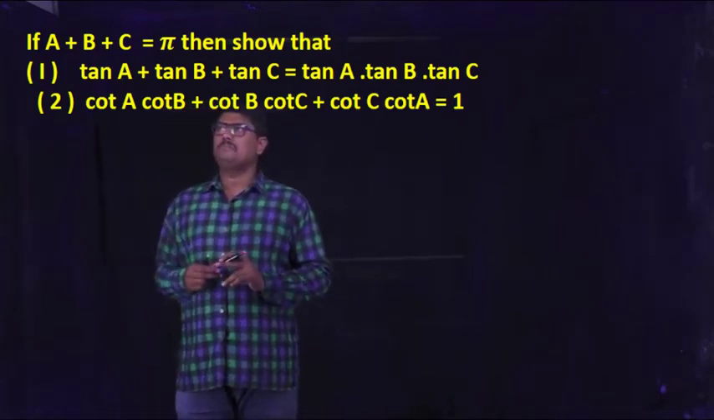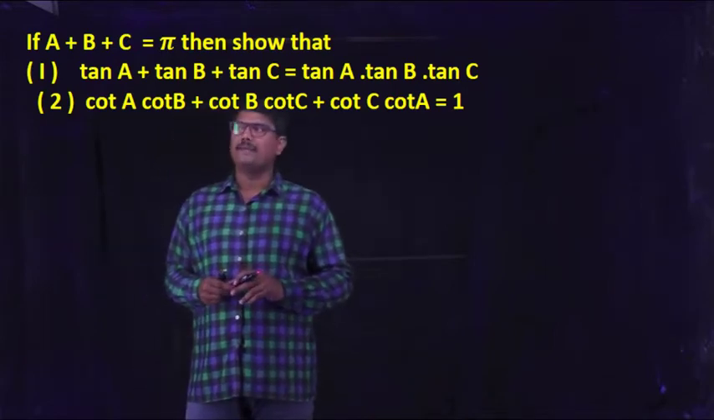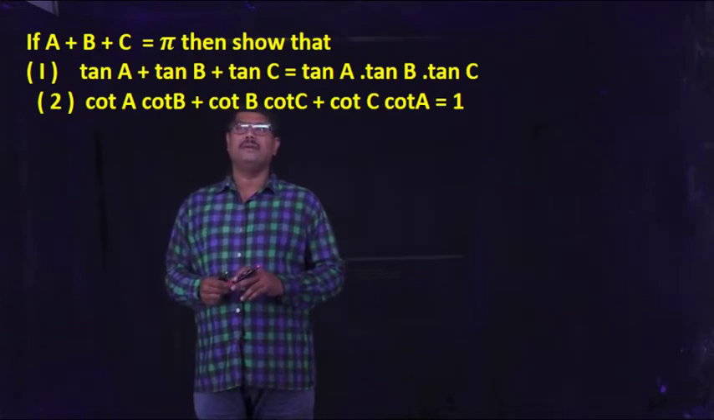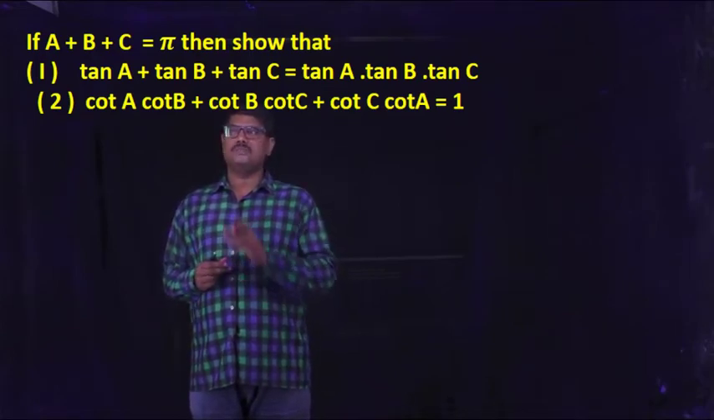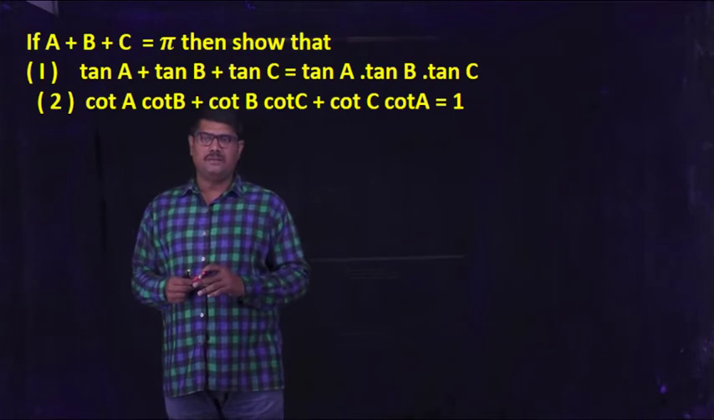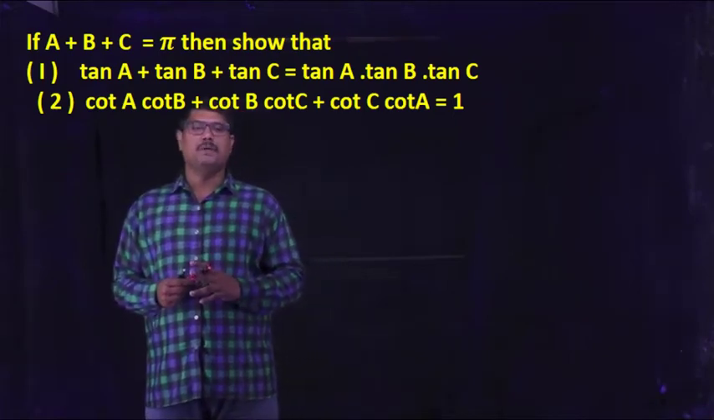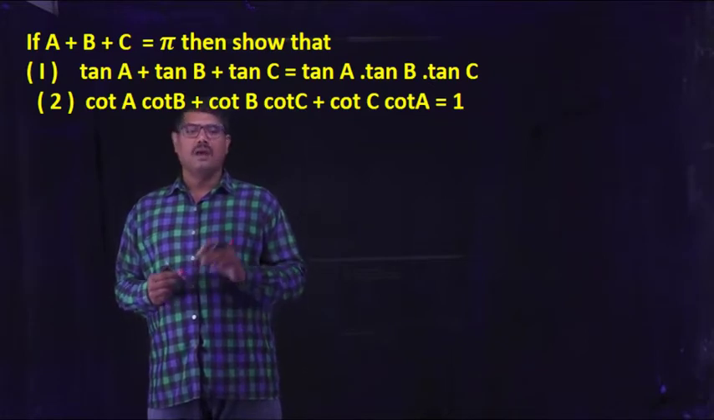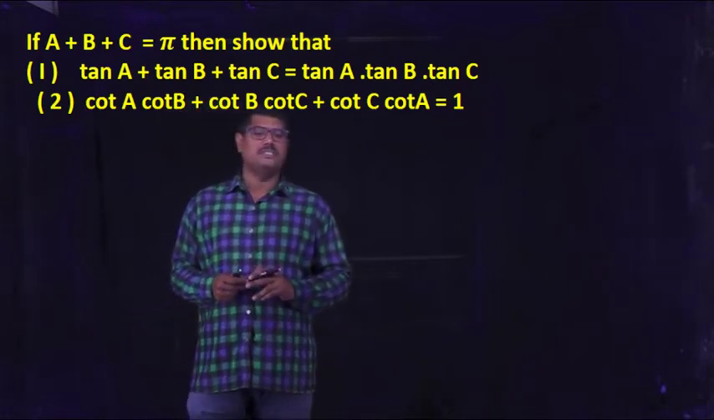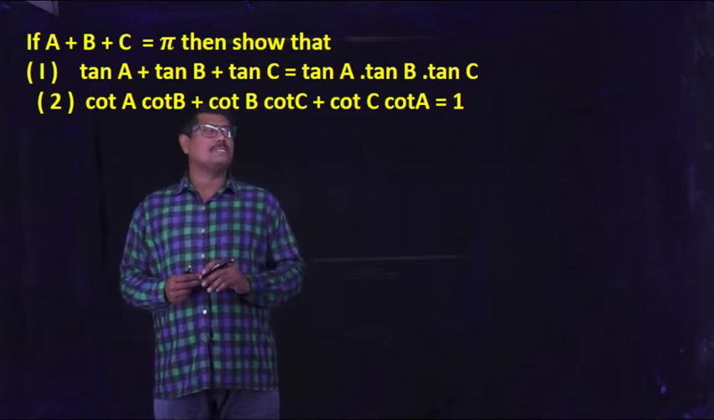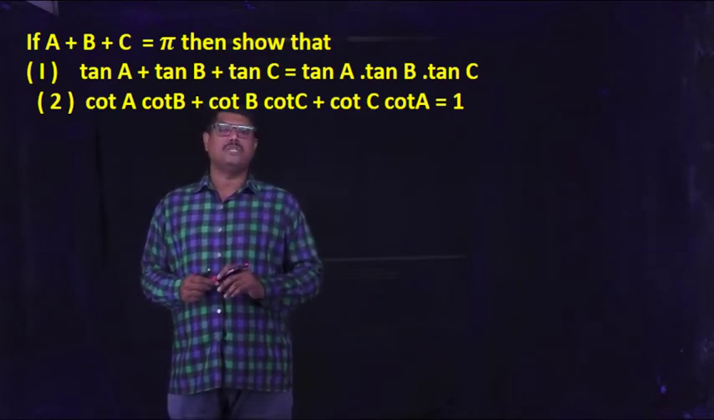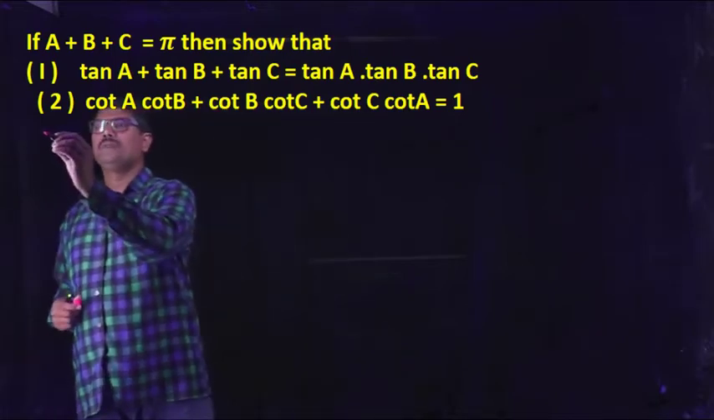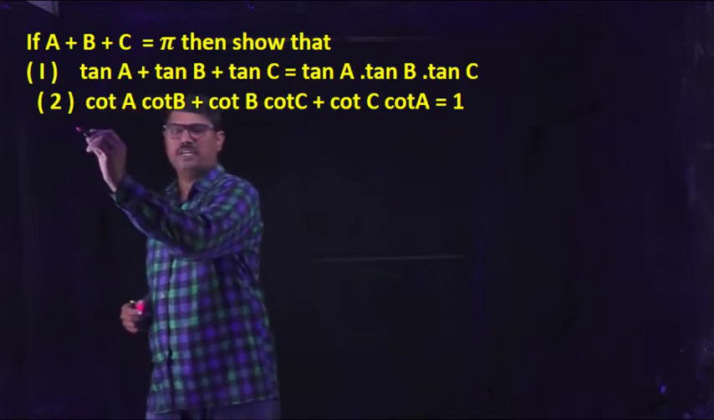A plus B plus C is given as pi. So the sum A plus B plus C is given as pi. Now we need to prove two conditions. First condition in terms of tan, that is tan A plus tan B plus tan C is equal to tan A into tan B into tan C. And second condition in terms of cot, that is cot A cot B plus cot B cot C plus cot C cot A is equal to 1. Now let us start the first one. Let us consider the first condition.